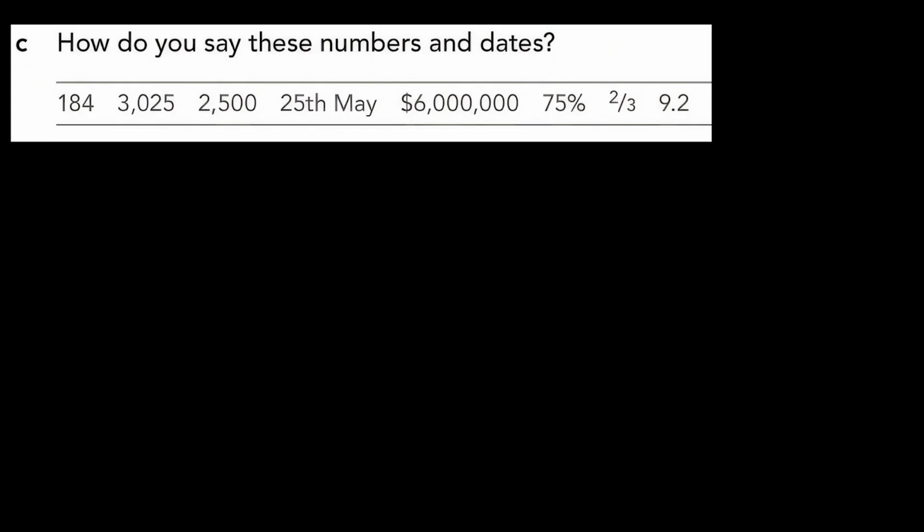(5.2) 184. 3025. 2500. The 25th of May. $6 million. 75%. 2/3. 9.2.